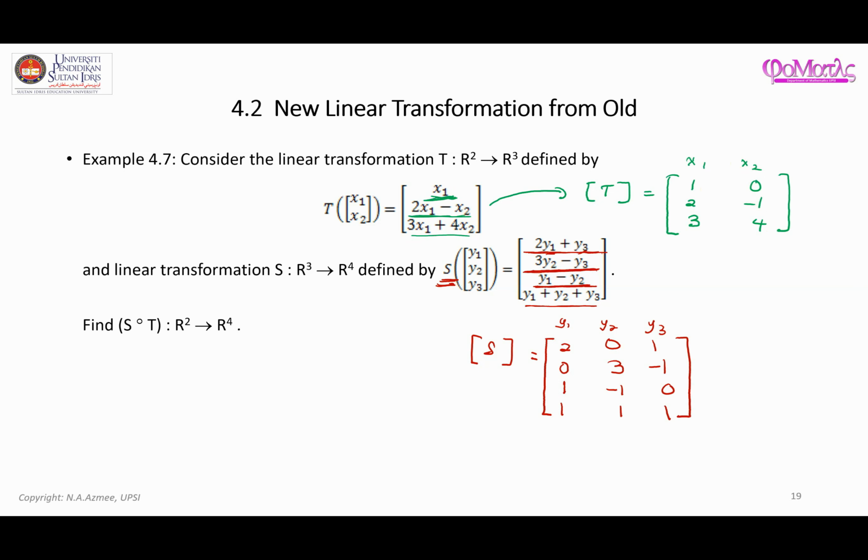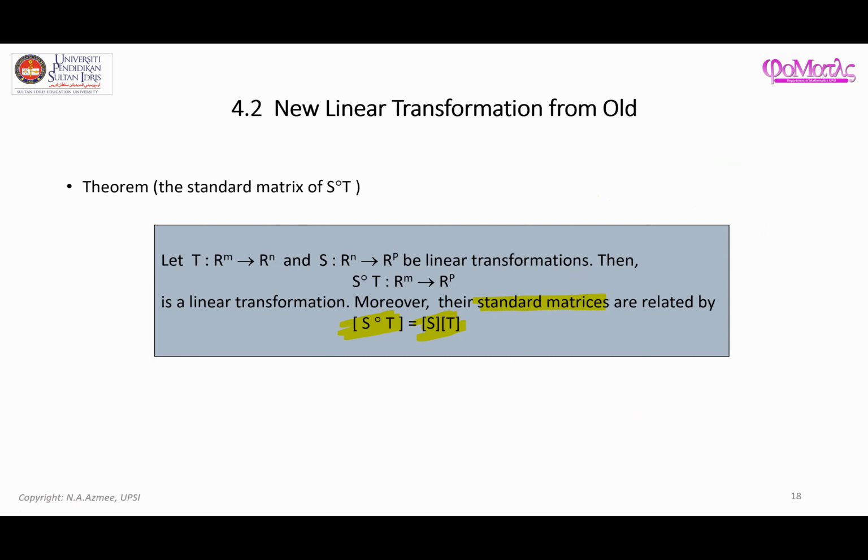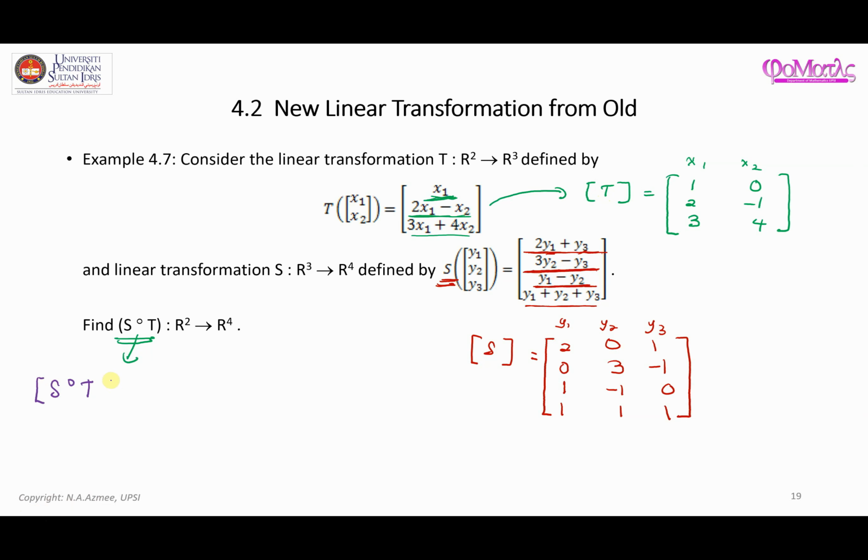So to find this, we can construct the combination of these two standard matrices. We'll consider multiplying them together. According to the theorem, this is given by S multiplied with T. So what is S? S is the whole thing here.